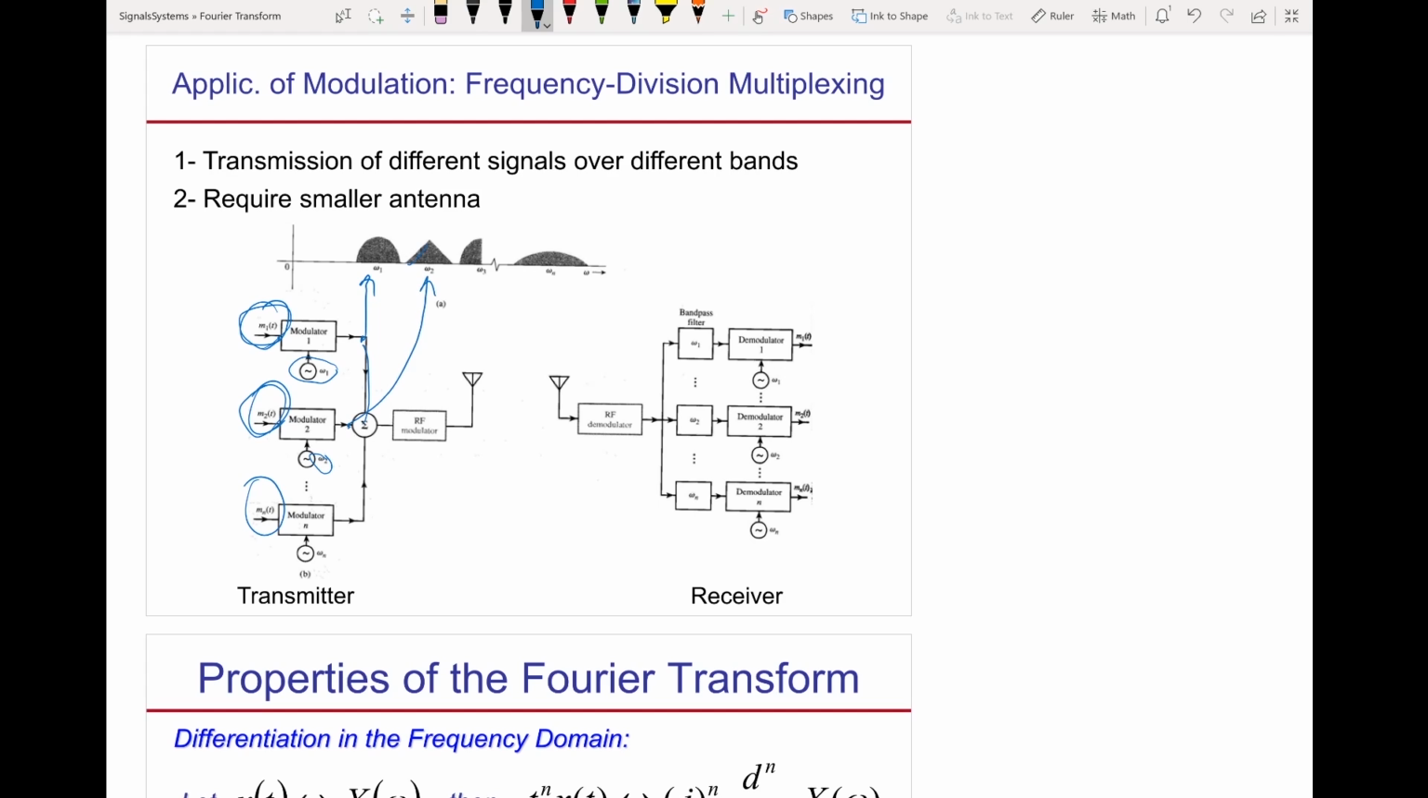So this is the spectrum of message M2, but it's centered around the carrier omega 2. This is the spectrum of message 1 centered around omega 1, and so forth. So even though you add them here, and in the time domain it's impossible to separate them, in the frequency domain they exist in different bands. So they are still separable.